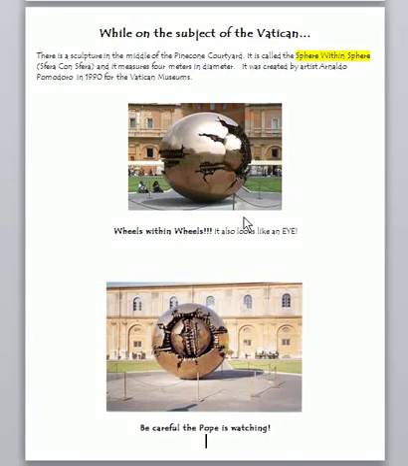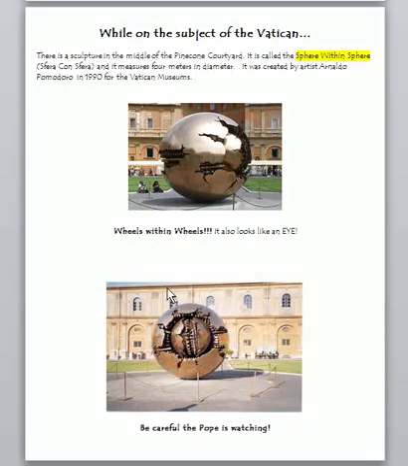But this is a really interesting structure here. It's a golden sphere called Sphere Within Sphere, and it was done in 1990. It makes me think of Wheels Within Wheels, which is another representation of the Merkaba, the chariot that carries us in our energy body. And here it looks like an eyeball.